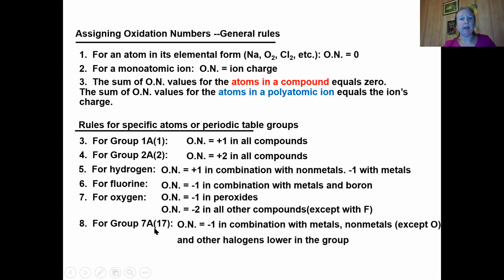And then group 7A, your halogens, it's usually a -1, but notice how low this rule is in the hierarchy, because the oxygen rule would have a higher priority. But most of it's very similar to the ions. Most of your halogens, your 7A, are going to have a -1. And they also have a -1 ionic charge.